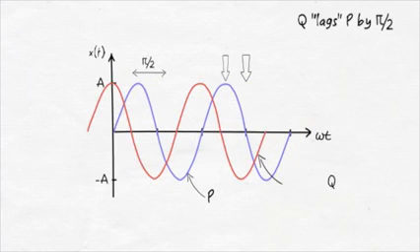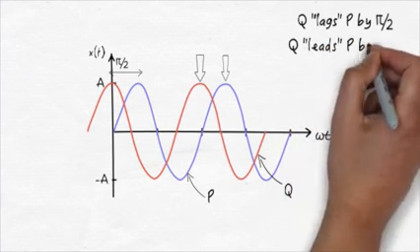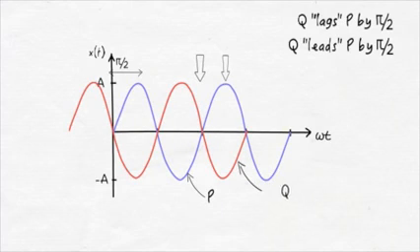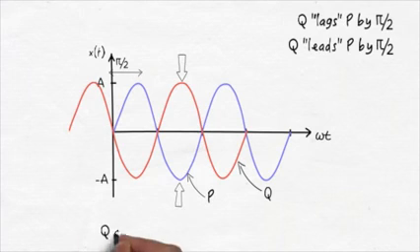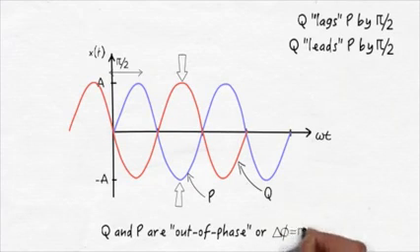Now if we shift the curve Q to the left, also with pi over 2 difference, now the peak of Q comes earlier than the peak of P. We say Q leads P by pi over 2. If we shift the curve further so that the peaks of both P and Q are one at the maximum and the other at the minimum, we say Q and P are out of phase, or differ by pi radians.